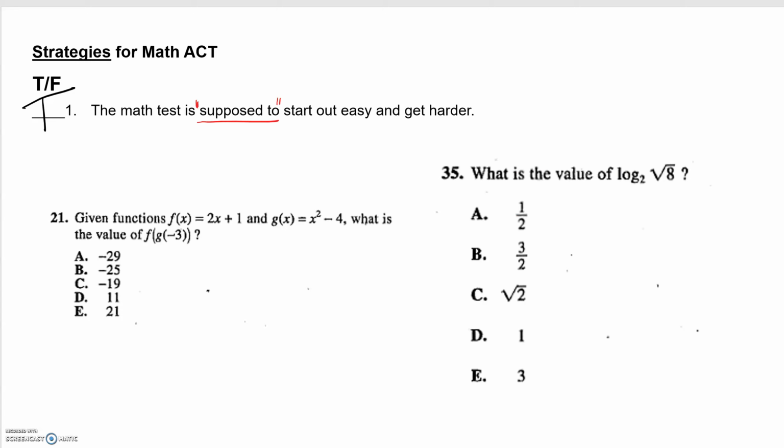So for example, 21 actually looks more difficult than 35, because 35, you could take all of that and plug it into your calculator. So that one is actually an easier problem than 21. So remember, it is supposed to start out easier and get harder.